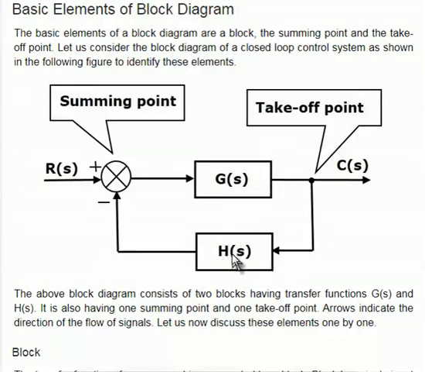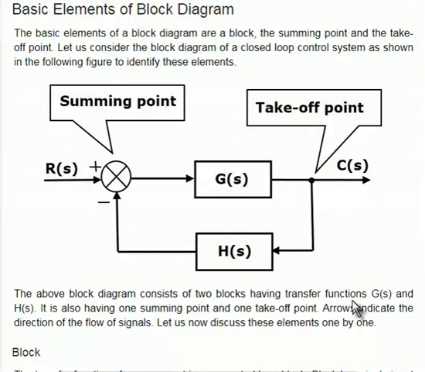How to represent it? H of S, and the transfer function of this control system is represented with G of S. Next, it also has one summing point and one takeoff point. The summing point is represented with a circle with cross lines, and the takeoff point is represented with a dot.